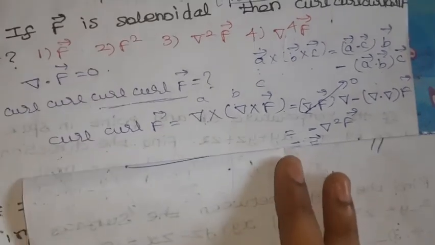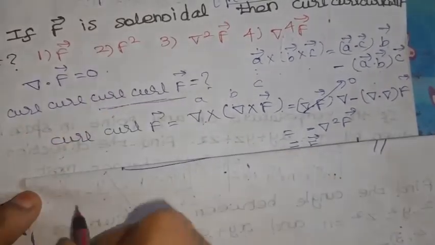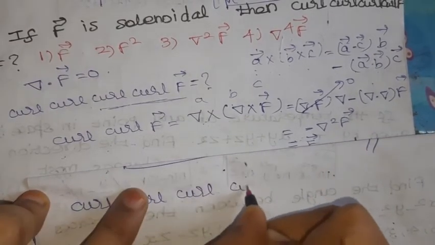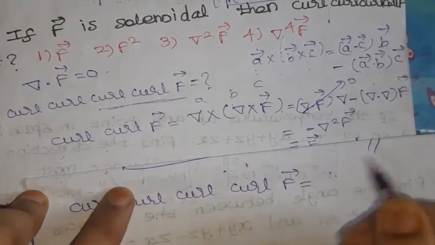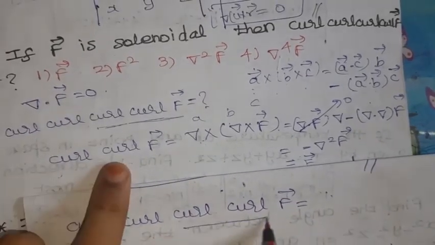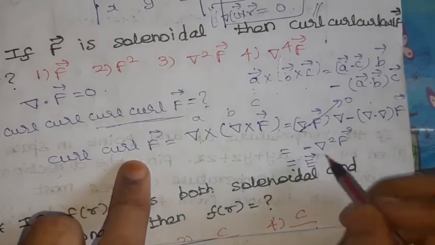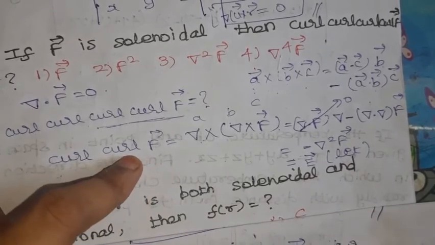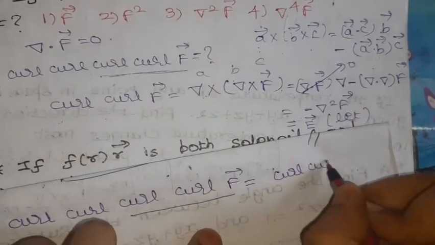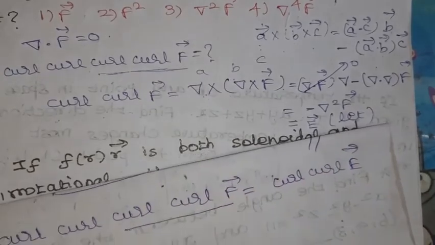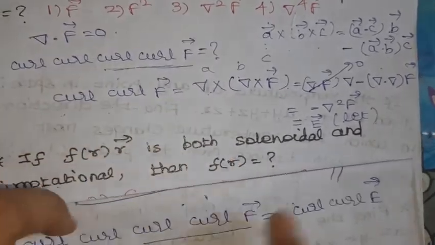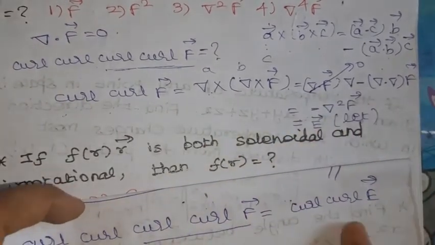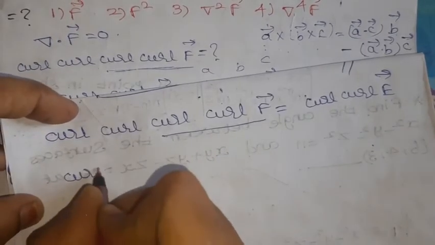So what is the next step? Curl curl f, right? So already we know curl f. We can take it as the E vector. Okay, then what we will get? Curl E vector. So curl f we can take as E vector; later we will substitute for the E value. So now find out curl E.